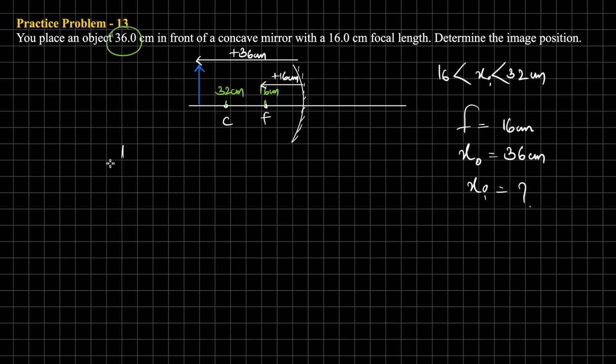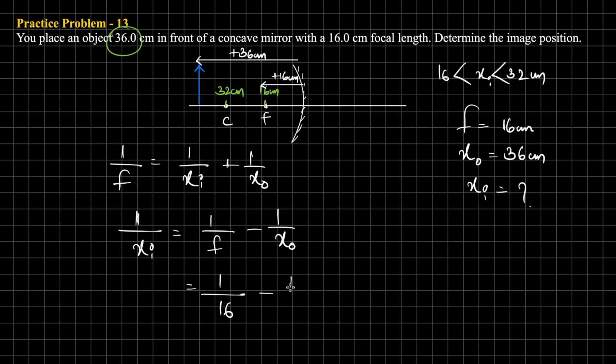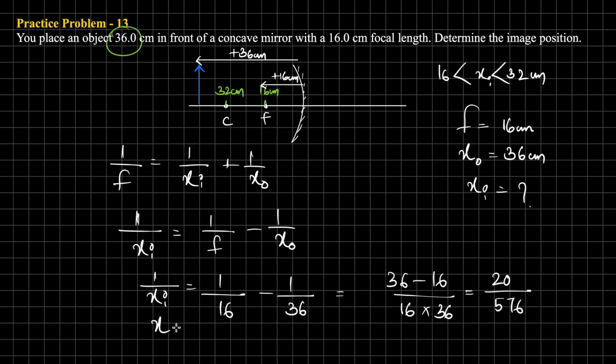Use the mirror equation. 1 by f equals 1 by xi plus 1 by xo. 1 by xi equals 1 by f minus 1 by xo. f is 16, xo is 36. Cross multiply: 36 minus 16 over 16 times 36. 36 minus 16 is 20. 16 times 36 is 576. That is 1 over xi, but we need xi, so we need to flip it. Xi is equal to 576 over 20, 28.8 centimeter.